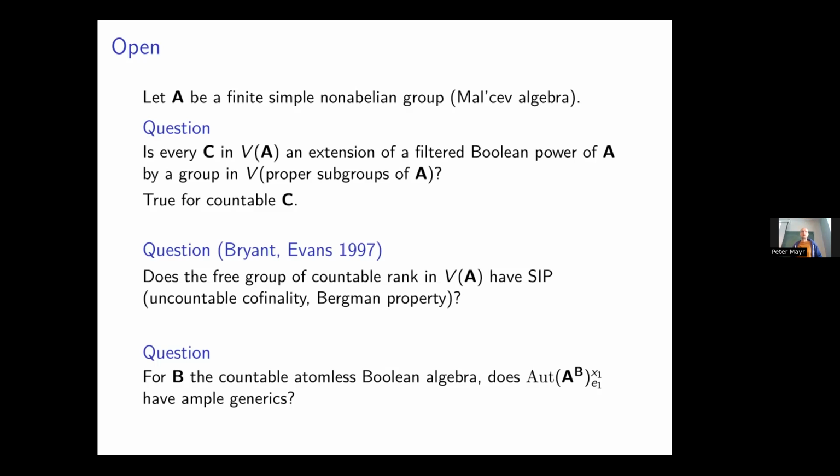Second, there's an old question by Bryant and Evans from the 90s. You can look at the free group of countable rank in the variety generated by A. They wanted to know whether this group has the small index property. So you have to study the automorphism group of this free group of countable rank and look at small index subgroups there. This is still open. We know that this filtered Boolean power sits inside that free group of countable rank, but this doesn't seem to be a way to bootstrap this result to the whole free group.